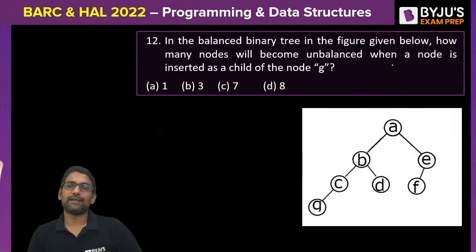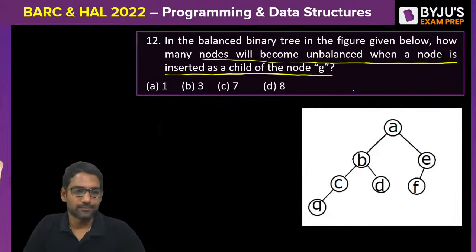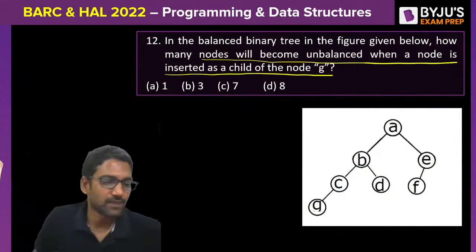In the balanced binary tree in the given figure, how many nodes will become unbalanced when a node is inserted as a child of the node G? Solve it quickly and give the answer.